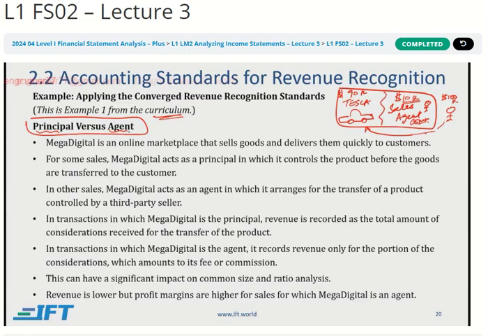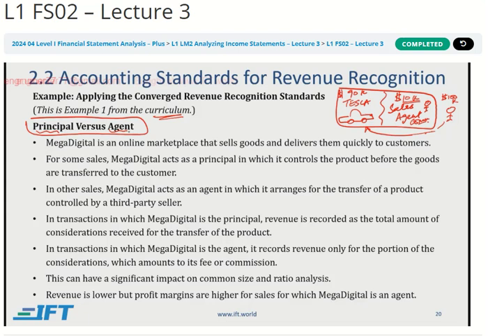So this is basically the principal-agent situation, where the agent should only recognize revenue for the agency commission or agency income or agency fees that they are getting. They should not recognize the whole principal's revenue as their revenue.